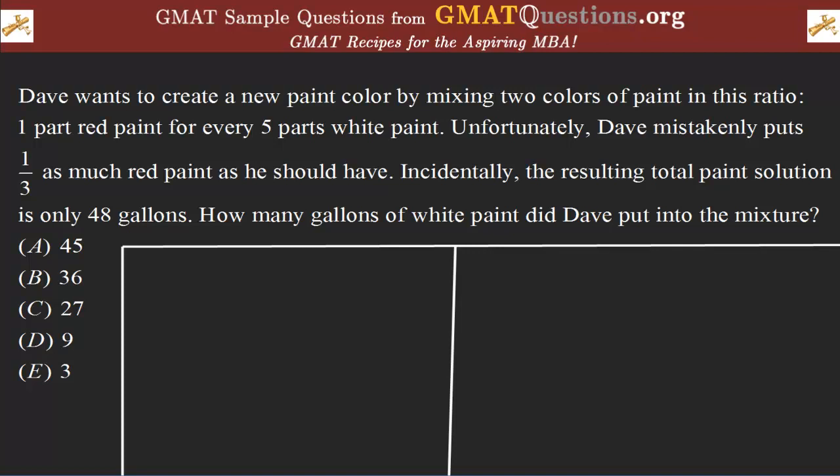Let's read the question. Dave wants to create a new paint color by mixing two colors of paint in this ratio: 1 part red paint for every 5 parts white paint. Unfortunately, Dave mistakenly puts 1/3 as much red paint as he should have. Incidentally, the resulting total paint solution is only 48 gallons. How many gallons of white paint did Dave put into the mixture?